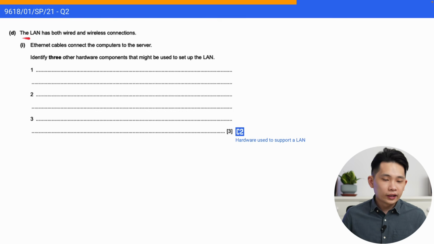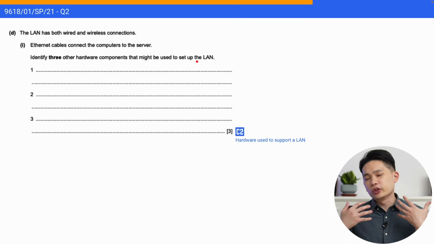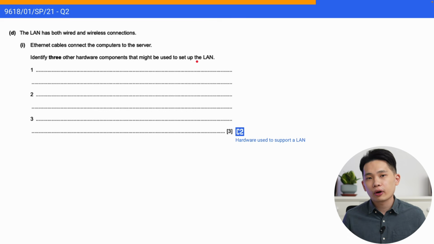For D, the LAN has both wire and wireless connections. Ethernet cables connect the computers to the server. Identify 3 other hardware components that might be used to set up the LAN. This is also quite a doable question if you know all the hardware of LAN by heart.